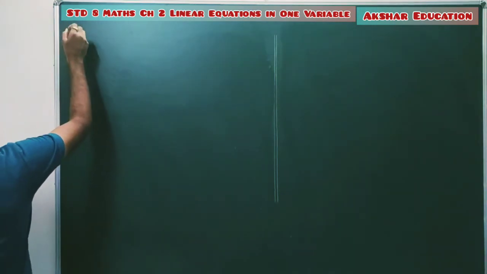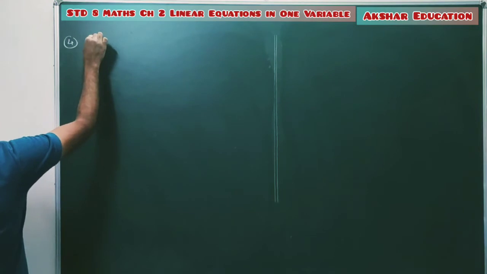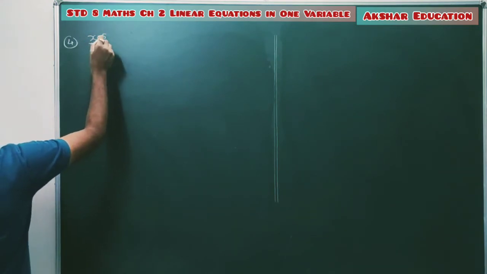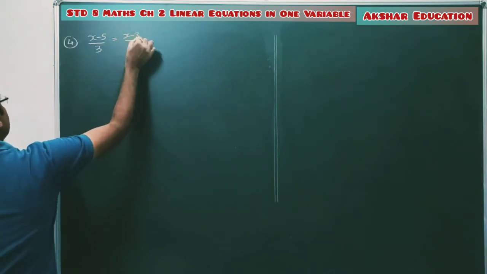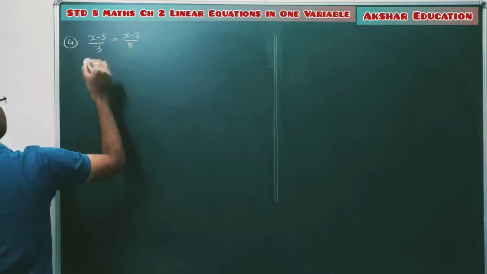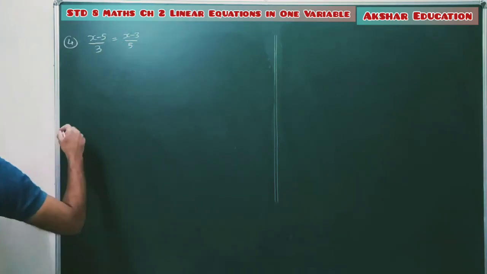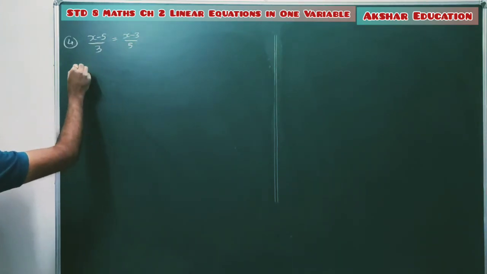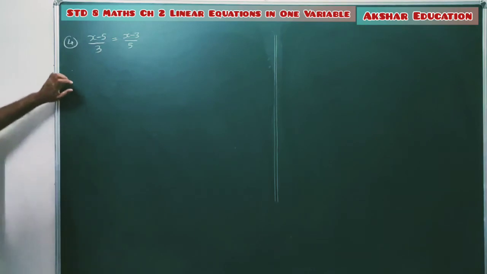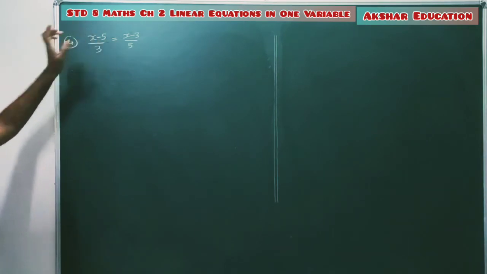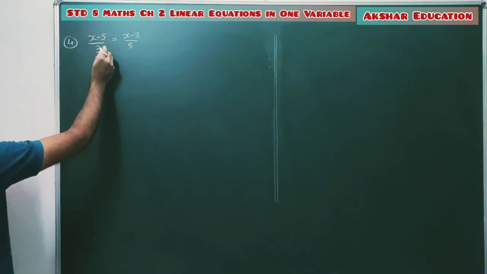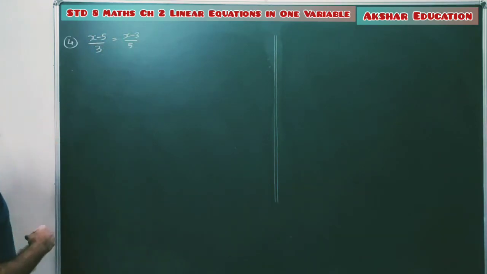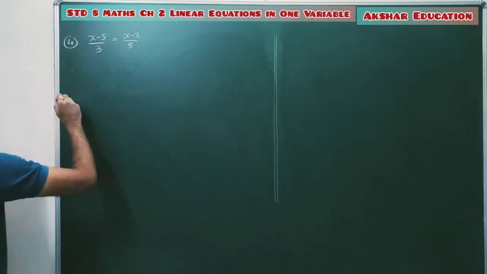We are given that x minus 5 upon 3 is equal to x minus 3 by 5. Done. So you have to solve this equation. Here only two terms are there, so for this type of equation we can directly apply our cross multiplication method. How? This 5 will multiply with this x minus 5 and this 3 will multiply with this x minus 3. So cross multiplication is there.